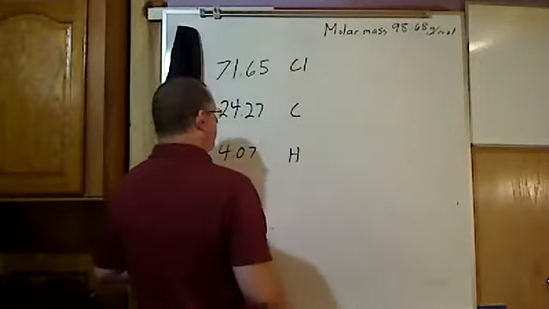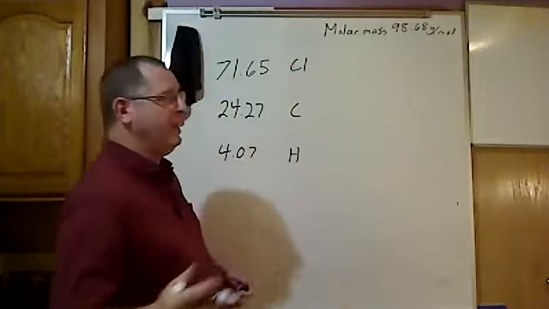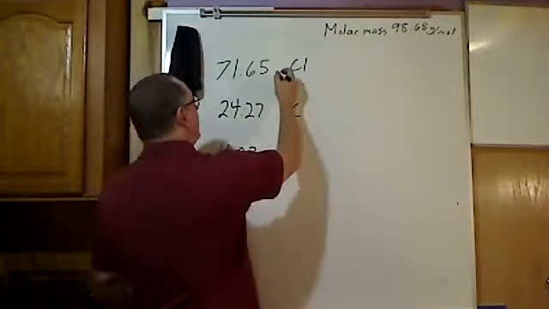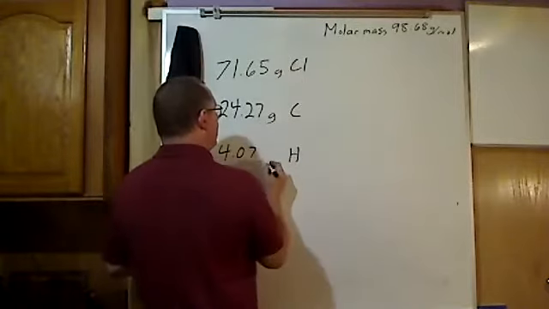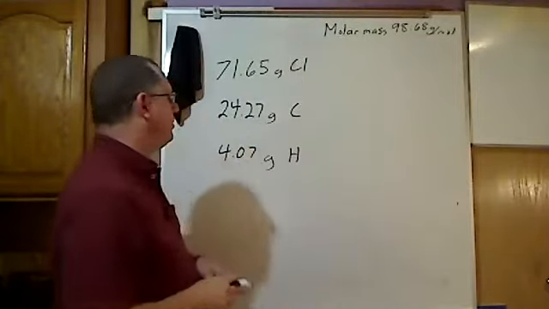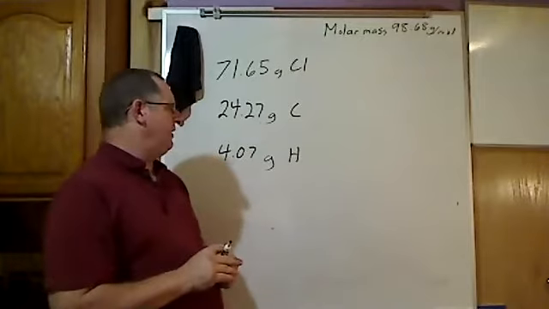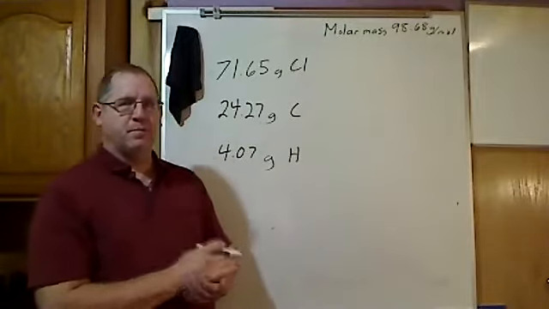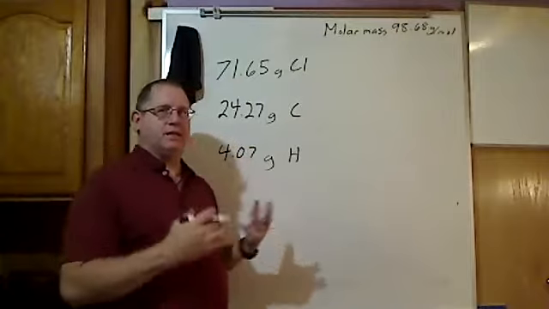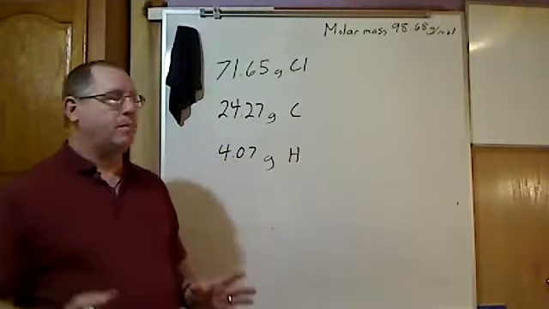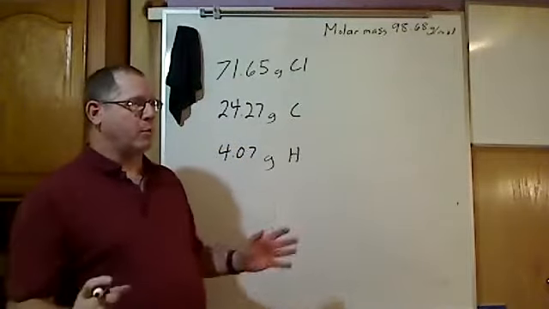So if it's 71.65% chlorine and I have 100 grams, then I have 71.65 grams of chlorine, 24.27 grams of carbon, and 4.07 grams of hydrogen. Now, I can't compare the masses directly. I need to know the number of particles. So we're going to convert from grams to moles.